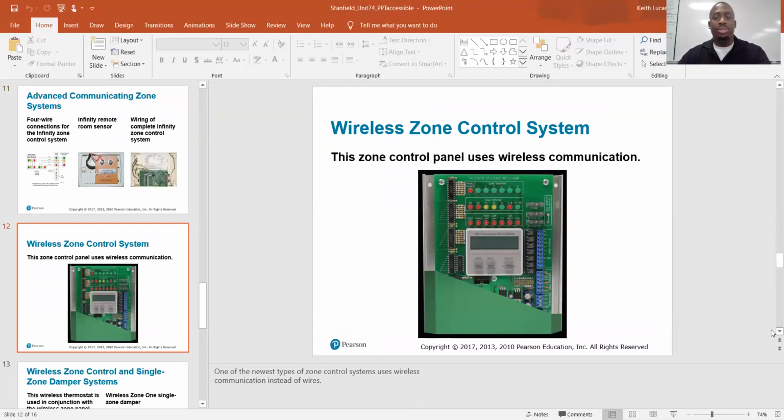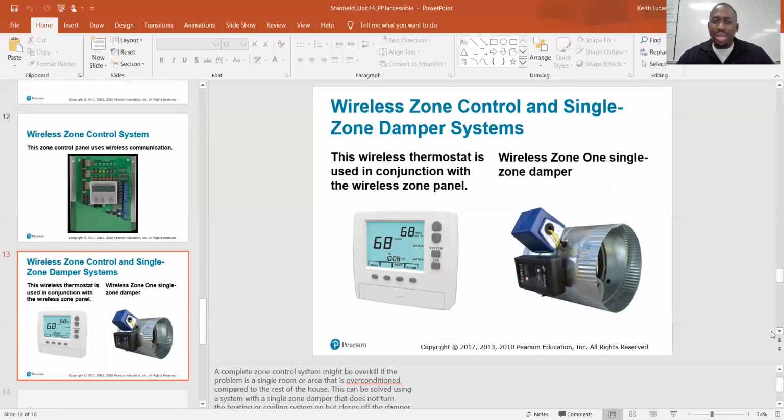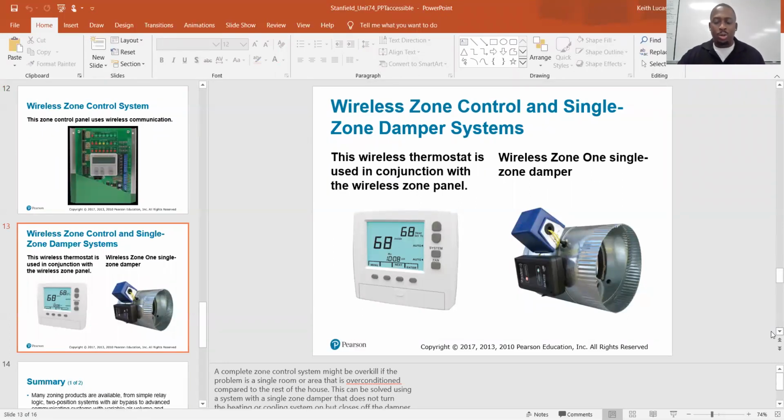And then there's wireless zone systems. One of the newest types of zone control systems uses wireless communication instead of wires. I haven't tried those. I don't doubt they work. I just feel a little bit more comfortable with solid wire connections, only because I have that fear of nuisance calls where they're not communicating right, something went wrong, or there's a user error.